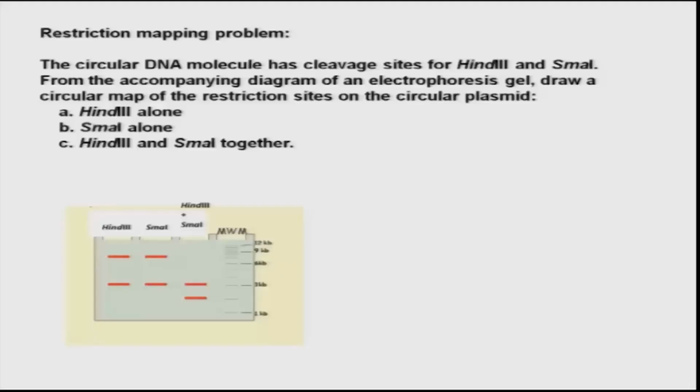So one of the problems I will read here: the circular DNA molecule has cleavage sites for Hin3 and SMA1. From the accompanying diagram of an electrophoresis gel, draw a circular map of the restriction sites on the circular plasmid. As we see in the electrophoretic gel, it has been singly digested with Hin3, SMA1, and double digested with Hin3 and SMA1. A single digestion with Hin3 gives a band of 3 kb and 7 kb.